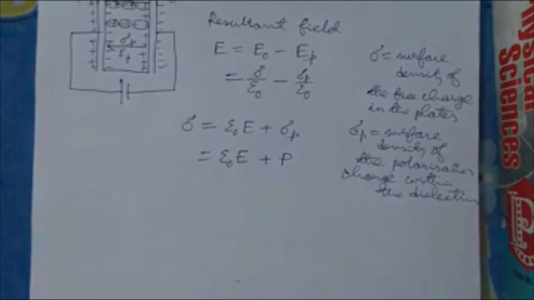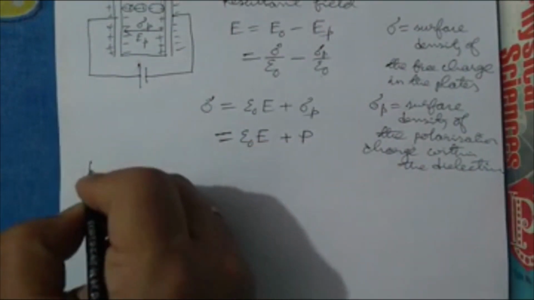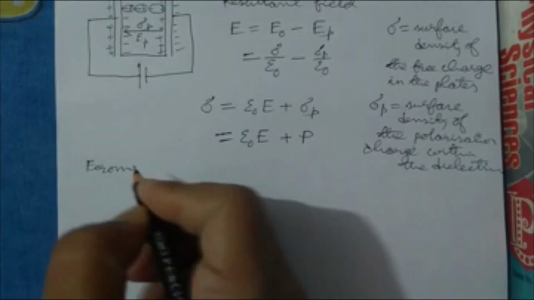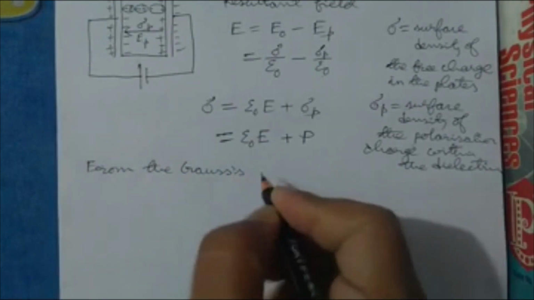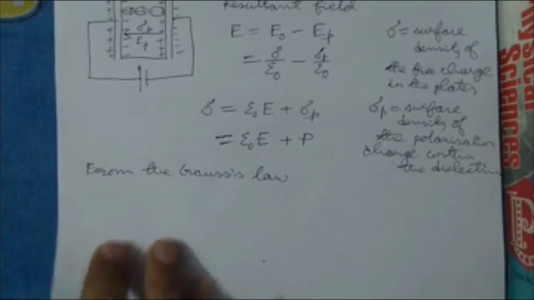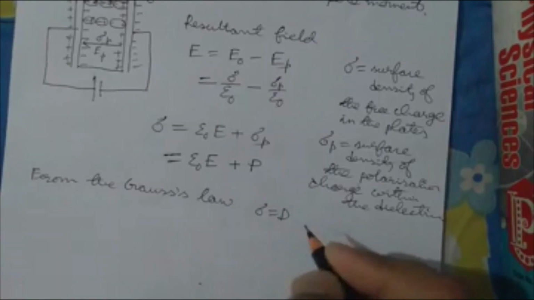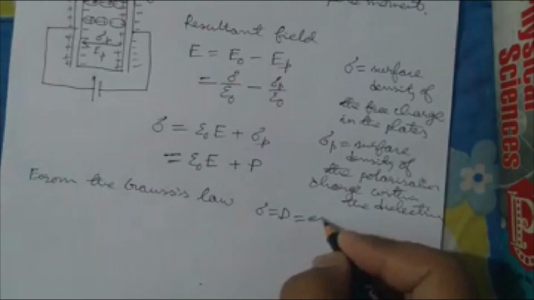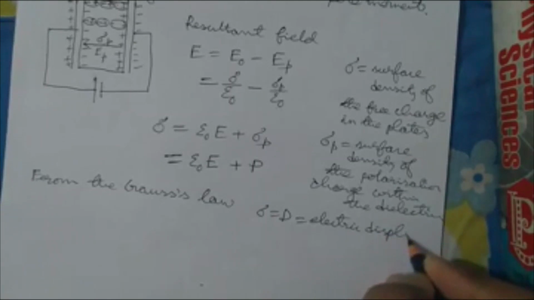So now this will be equal to P. Now from Gauss's law we can write that sigma is equal to D, where D is called the electric displacement vector.